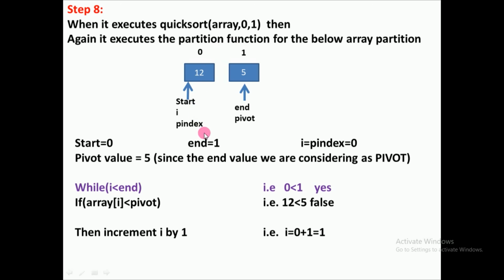Now start, I, P index points to 0 and end and pivot points to 1. Now pivot value is 5, since the end value we are considering as a pivot. Now again it goes to the partition function. While I less than end, that is 0 less than 1, yes. Then it will move into the while loop. If array of I less than pivot, that is 12 less than 5, no. Then directly it will come out from the if statement and then increments I by 1, that is I is equal to 0 plus 1. Now I is 1. Again it will go back to the while loop.